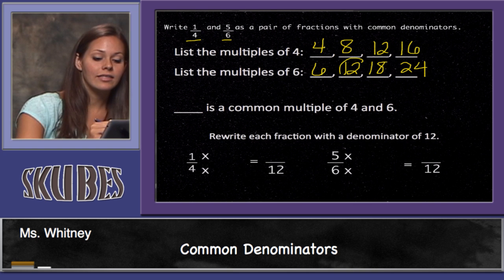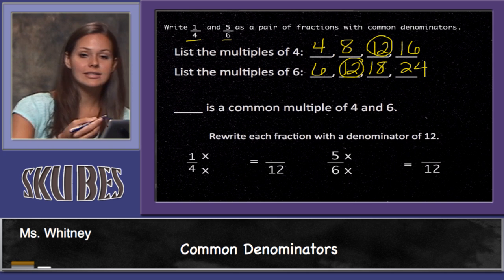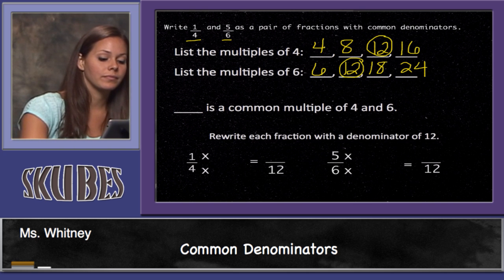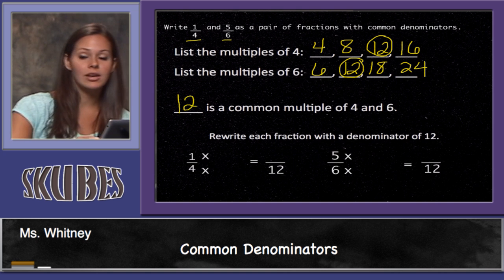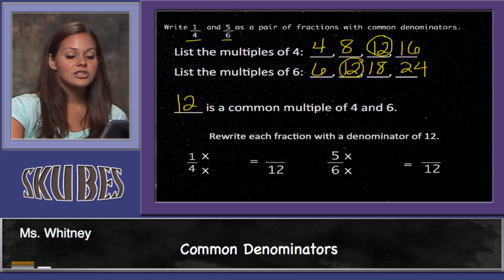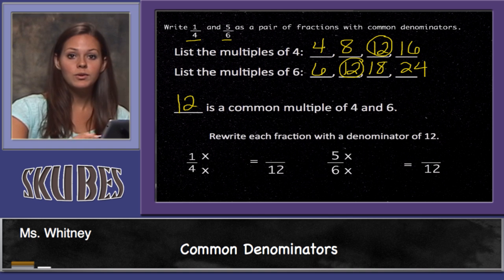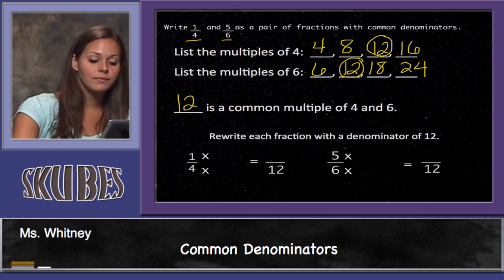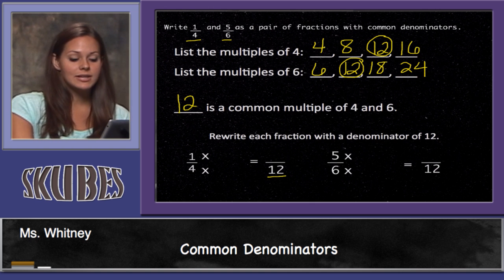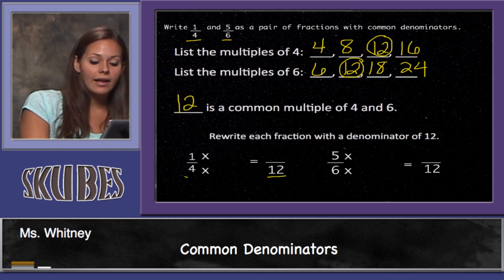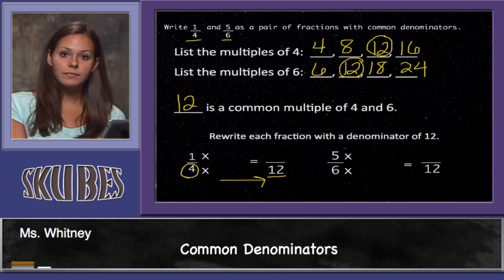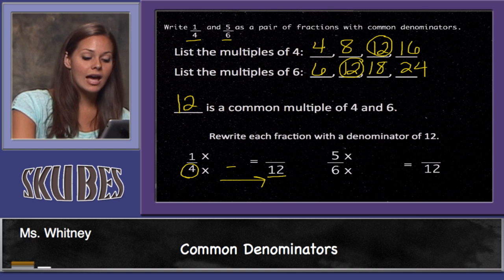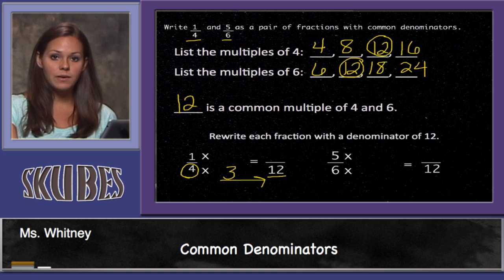I can see that 12 is a common multiple of the numbers 4 and 6. So now let's rewrite each fraction with the denominator of 12. So 1/4, I know I'm going to write it with the denominator of 12, and I need to ask myself, what do I multiply 4 by in order to get 12? I know that 4 times 3 is equal to 12.